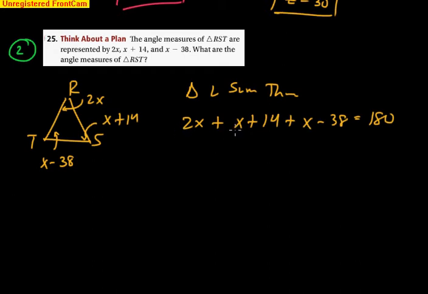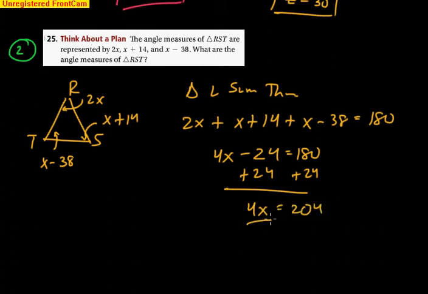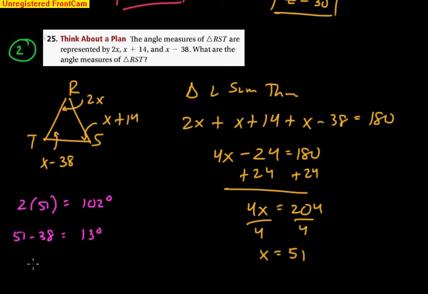So I'll combine my like terms. 2x and x is 3x, and one more x is 4x. 14 minus 38 is negative 24. That equals 180. Add 24 to both sides. 4x equals 204, and I'll divide by 4. And I get an x value of 51. X is 51. So to find the three angles of this triangle, I'll take x and plug it back in. 2 times 51 is 102 degrees. I'll circle them at the end. 51 minus 38 is 13 degrees. And 51 plus 14 is 65 degrees. And if you add those three angles up, 13 and 102 is 115, and 65 is 180. The magic of mathematics holds.